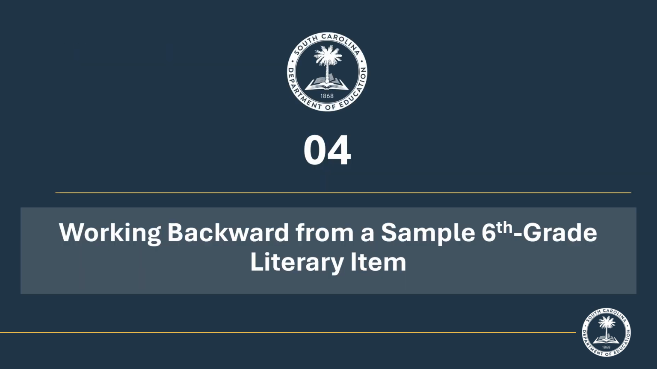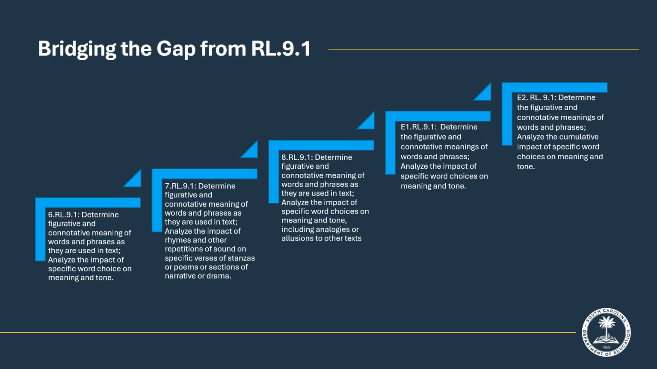Now let's jump to a 6th grade item. Teachers in grades 7 through English 2, this also benefits you because we are first going to look at the vertical articulation of AOR 1.2. AOR 1.2 focuses on figurative language. In the 2015 standards, indicator RL 9.1 focused on figurative language. The articulation of RL 9.1 is shown here.